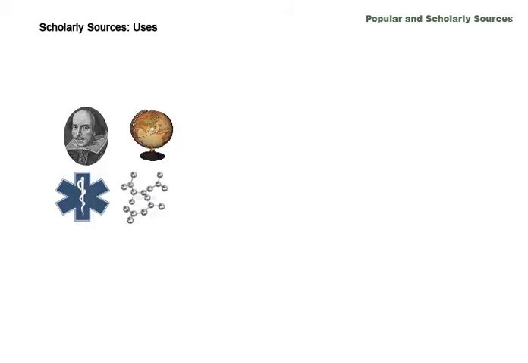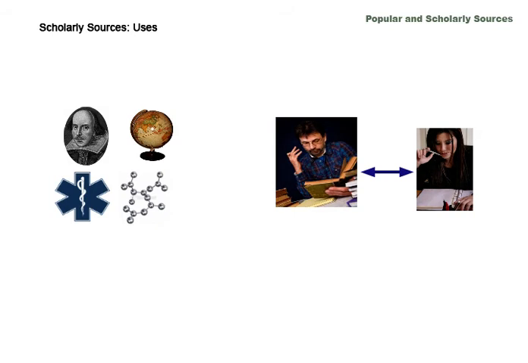And how are scholarly sources used? Scholarly literature can be useful for gathering subject-specific information, research, and data. It's a way for scholars to communicate, so it might present or review research or criticism on a given topic.